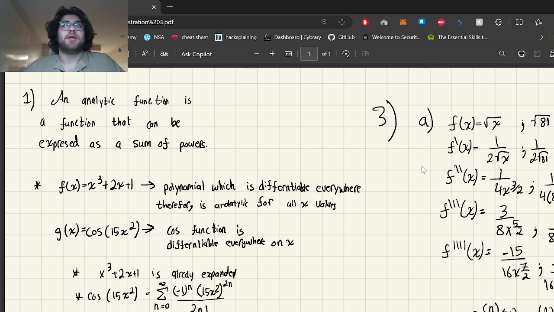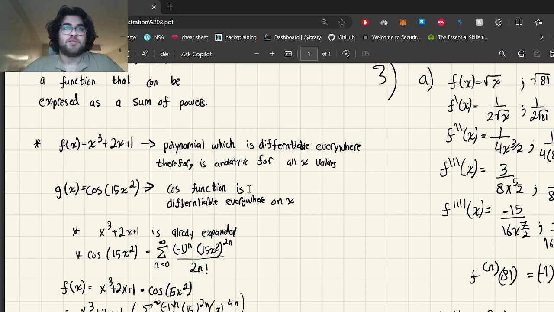So the first question actually says, explain what an analytic function is. Use the properties of analytic functions to show that f of x is equal to x cubed plus 2x plus 1 times cosine of 15x squared is analytic at x equals 0 and write its Maclaurin series. So basically, an analytic function is a function that can be expressed as a sum of powers. So that's the first thing.